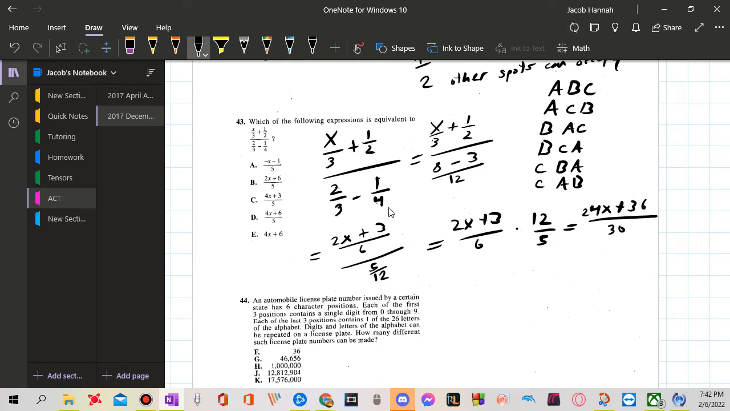So over here, we need to reduce this, so this can all be divided by 6. So if we reduce everything by 6, then this will equal 4x plus 6 divided by 5. So 4x plus 6 divided by 5. It's D.